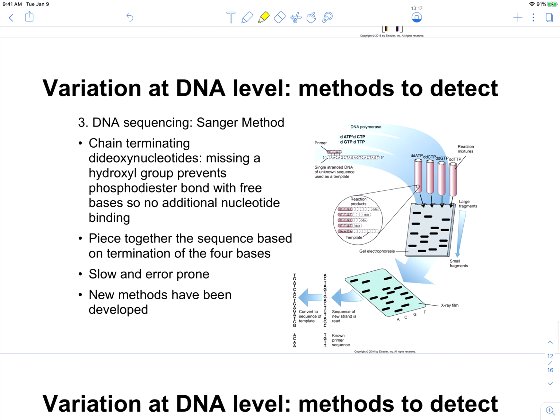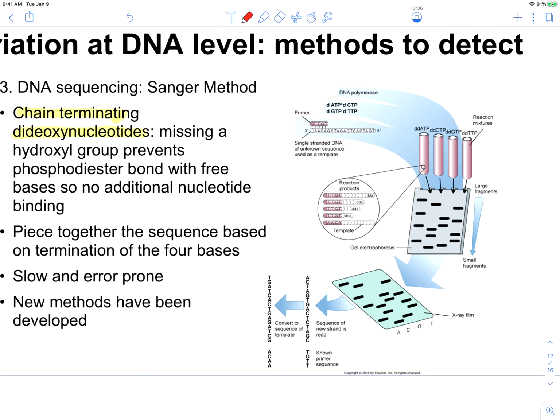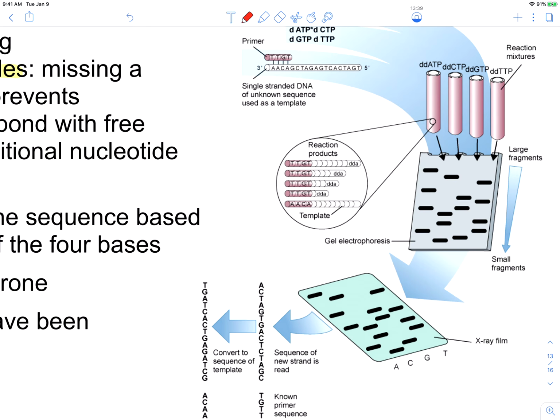So another method to detect variations at the DNA level is called the Sanger method. In this case, you have what are called chain-terminating dideoxynucleotides. When you're trying to sequence your DNA, you have your ATP, CTP, GTP, and TTP, and you're adding your bases to the actual reaction. Then if you add, for example, the ddATP, wherever there's an A, it's going to stop.